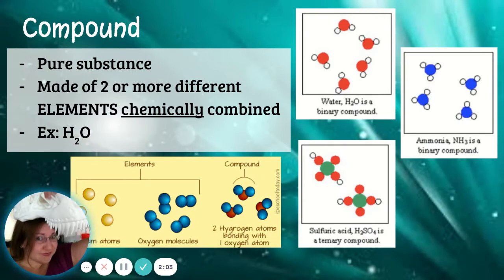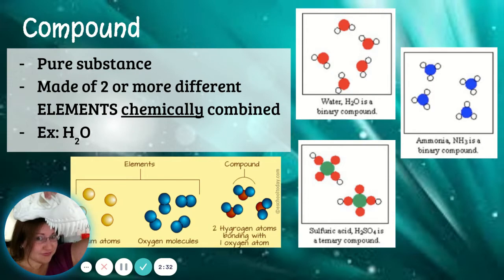When we have a compound, compounds are going to be made of elements. They're specifically made of 2 or more different elements that are chemically combined together. So they no longer retain their individual properties of what each of those individual elements represented, but when they chemically combine together, they react, and that's going to cause new properties to be exhibited. Compounds are also going to be considered pure substances since they're only made of elements.